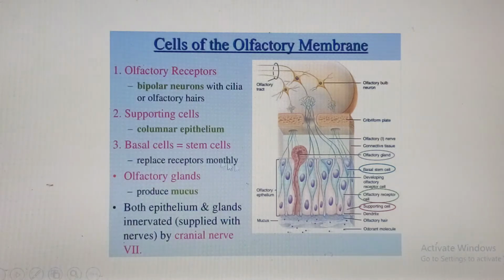And then apart from that, we also have those regenerative cells. They are what we call the basal cells. They are the stem cells which will differentiate to give us either the supporting cells or the neuroepithelial cells, being of course the olfactory cells bearing these hair cells. So that is what I want you to actually know over here.